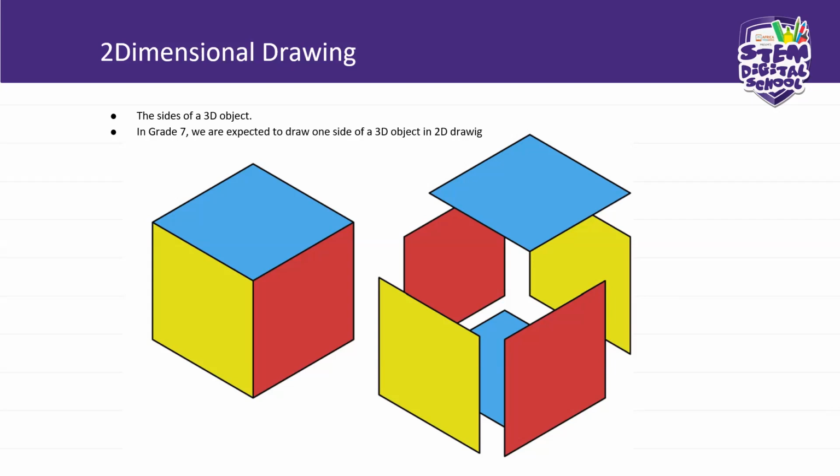In grade seven, we are required to do, amongst other drawings that we must do, the sides of a 3D object. So we will be given a 3D object like this, and we will be required to draw one side of that object. Right. In other words, we are moving from three-dimensional drawing to two-dimensional drawing. Sometimes we move from two-dimensional drawing and develop to three-dimensional drawing.